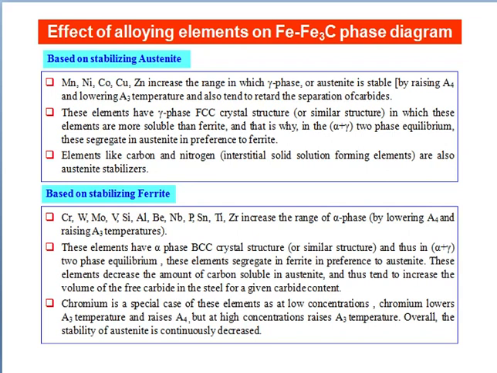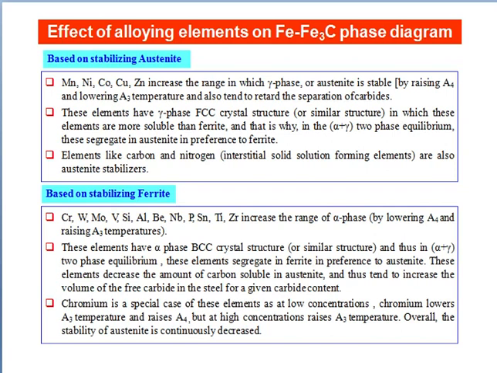Based on stabilizing ferrite, chromium, molybdenum, vanadium, silicon, aluminium, lead, zinc, zirconium increase the range of alpha phase by lowering A4 and raising A3 temperatures. These elements have alpha phase, body-centered cubic crystal structure or similar structure, and thus in alpha plus gamma two-phase equilibrium these elements segregate in ferrite in preference to austenite.